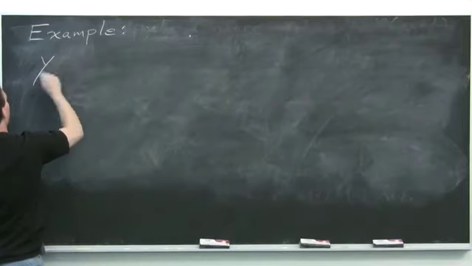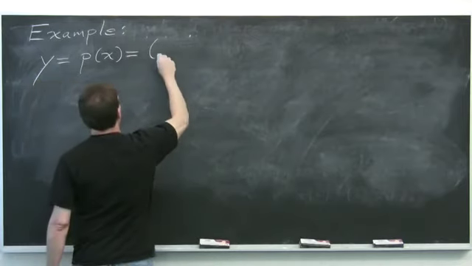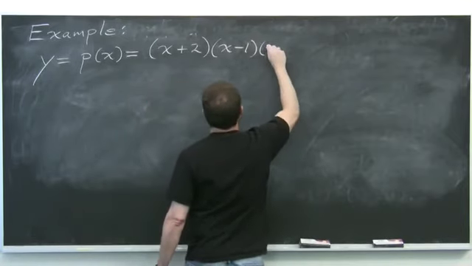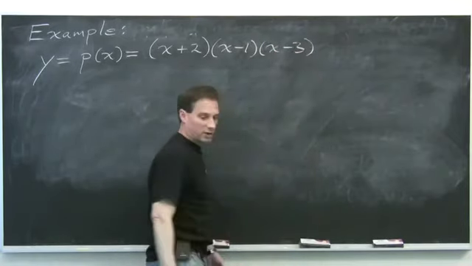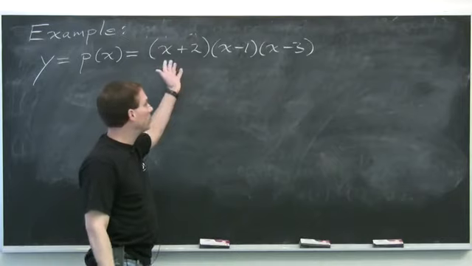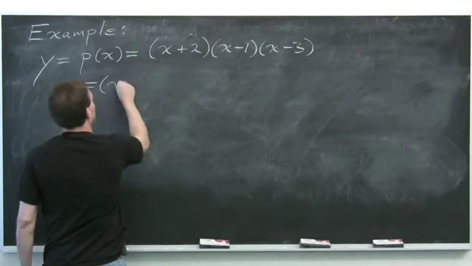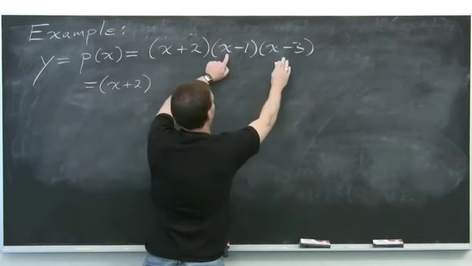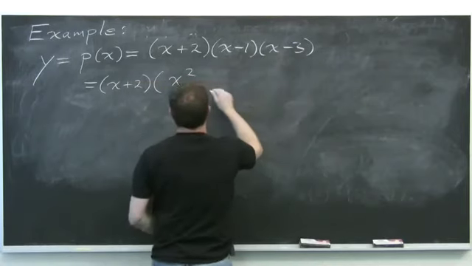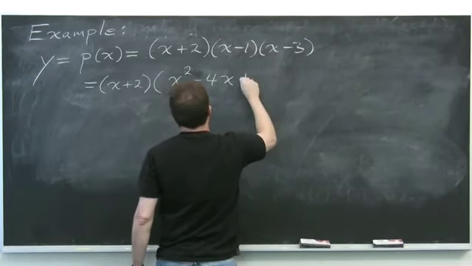So let's look at y equals some polynomial in terms of x, and the polynomial I want is x plus 2 times x minus 1 times x minus 3. For us to use the power rule on this, and linearity, we are going to need to multiply this out. So let me go ahead and do that. You get x plus 2 times this part. You get x times x, you get x squared. The cross terms, you get a minus x minus 3x, so minus 4x. Plus minus 1 times minus 3, so plus 3.